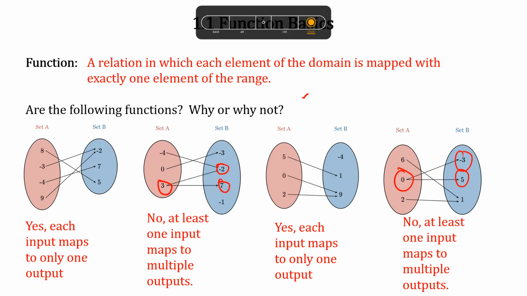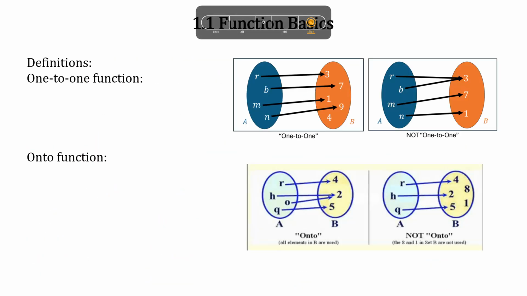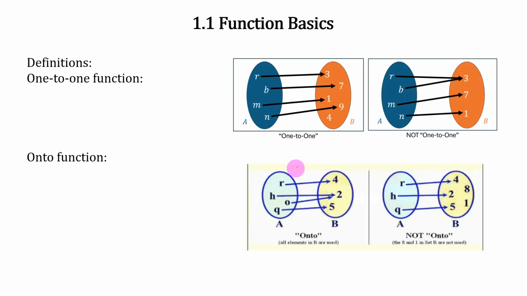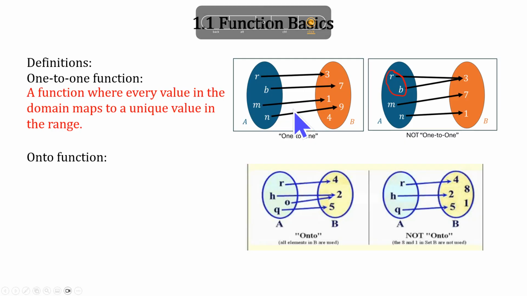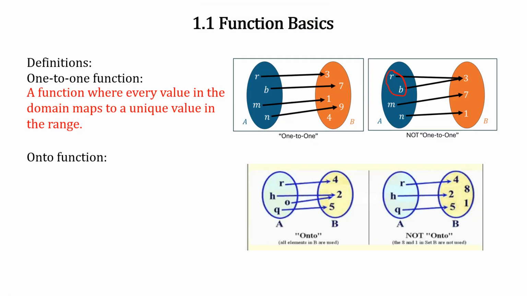Okay. Now we need to talk about one-to-one and onto. You can see over here, this is one-to-one, this is not one-to-one. What's the difference? Here's where this is still a function, but now it's not one-to-one because R and B both go to 3. Over here, everything goes to one unique thing. Nothing over here maps back to two different things in the input. So, a function where every value in the domain maps to a unique value in the range.